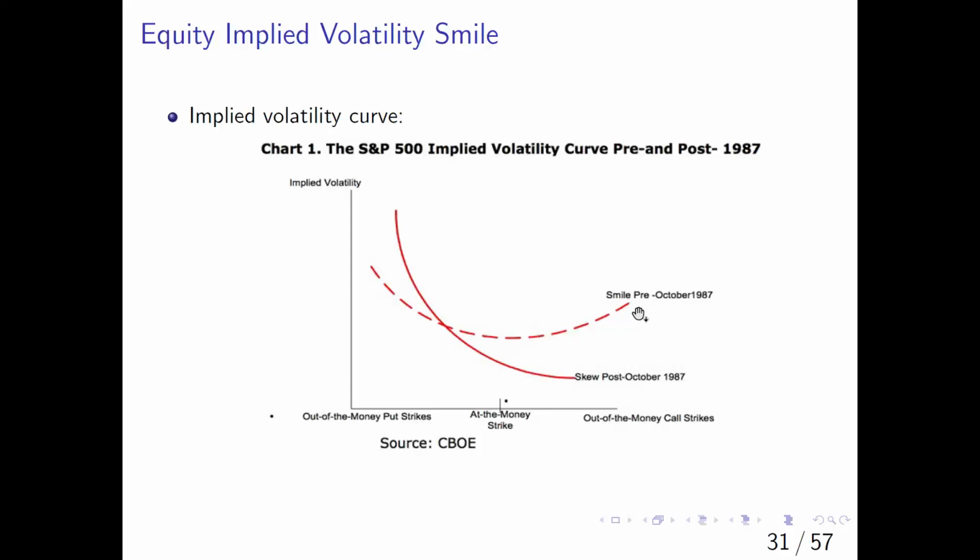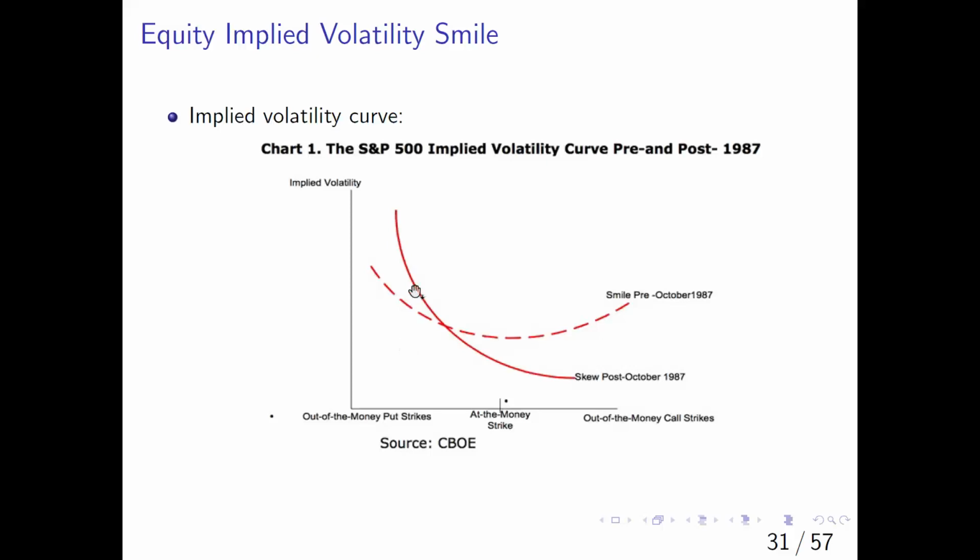So pre-October 1987 is quite flat. Actually, from here, because I didn't generate this plot myself, I just copied it from a textbook, it appears not that flat. Actually, it's quite flat. It's just an issue of scaling. I think it's roughly just a 1% difference.